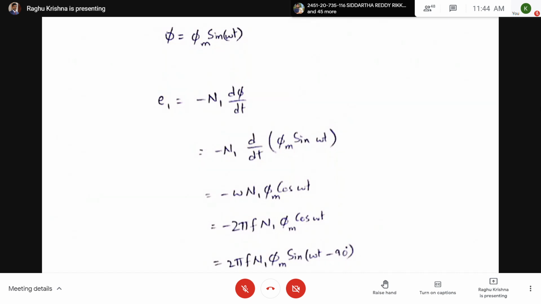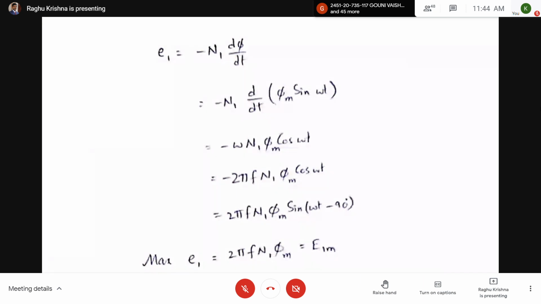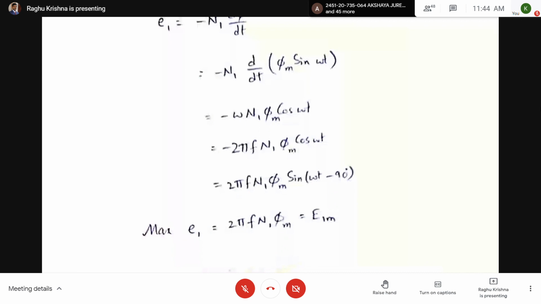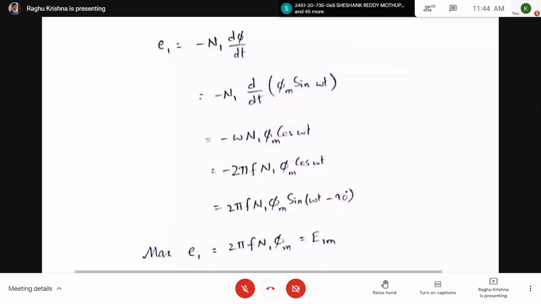So here, if you differentiate Φm sin ωt with respect to t, you are going to get ωΦm cos ωt. Here ω equals 2πf. Substitute ω equals 2πf, then finally you are going to get small e1 equal to 2πf N1 Φm sin(ωt − 90°).